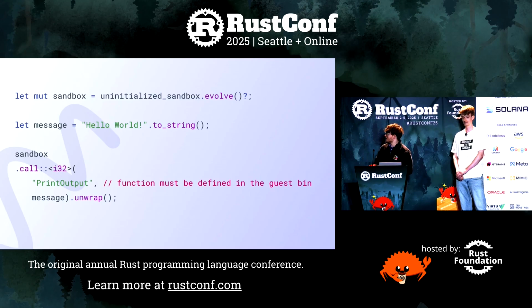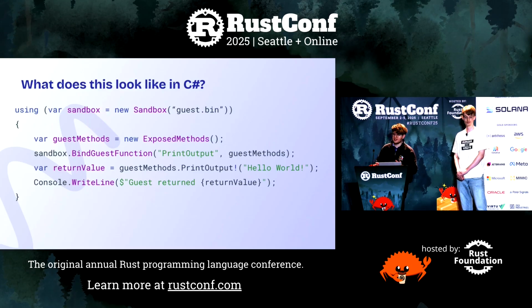And like the comment says there, that must be defined in the guest binary. We don't have the code for this function in the slides, but essentially this is a function that's been registered with the API, and it then calls a host function to actually do that print operation, because the guest doesn't really have access to print or anything like that.